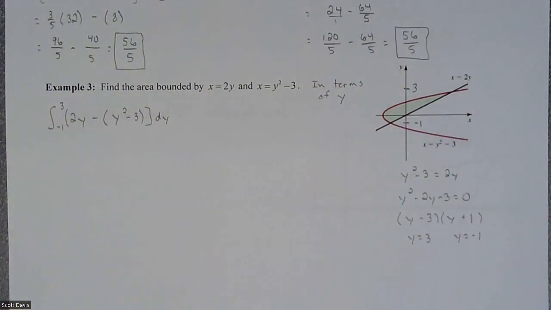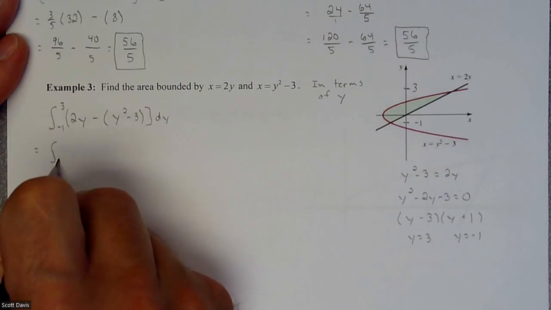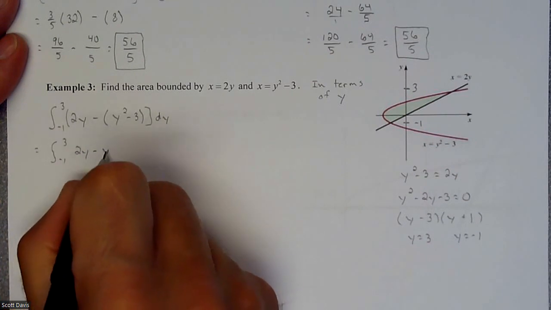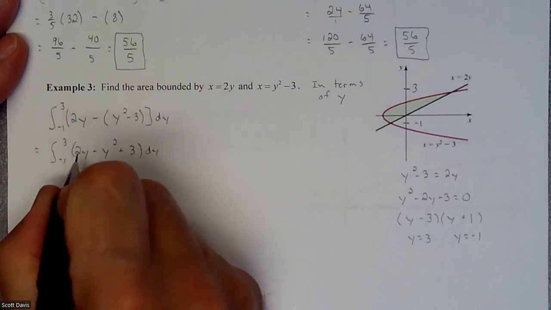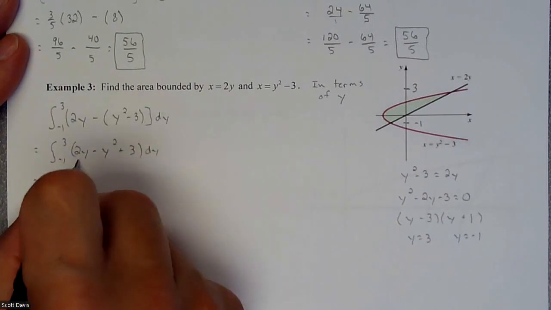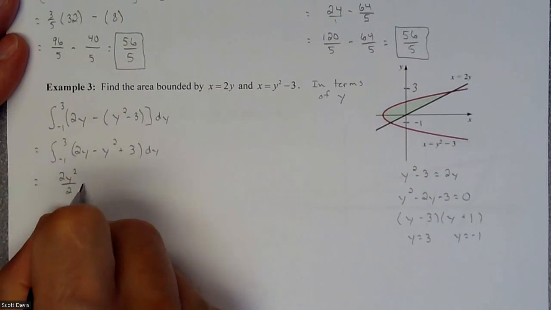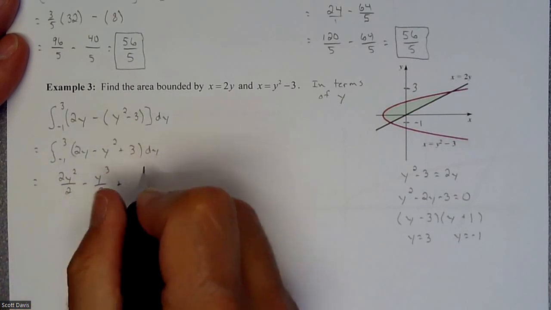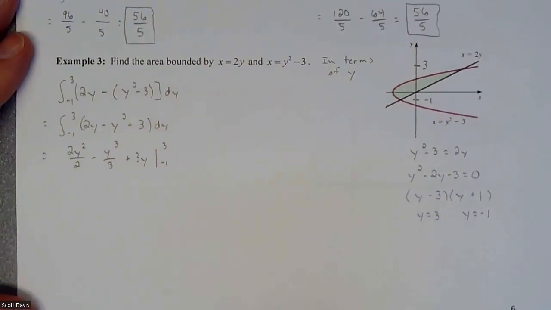So once we get that all set up, I don't care what letter we use, we're just going to do the normal math associated with it. So let me get it all ready to go. We're still going to go from negative 1 to 3. This is going to be the integral of 2y minus y squared plus 3 dy. And then we'll do our antiderivative. So we add a power, divide by that power: minus y cubed divided by 3 plus 3y, from negative 1 to 3.